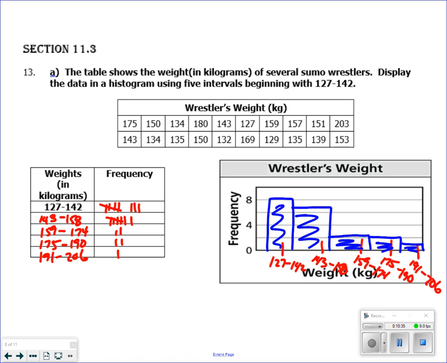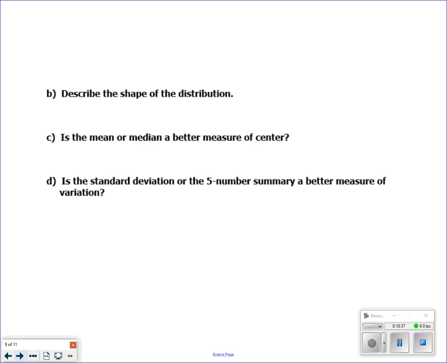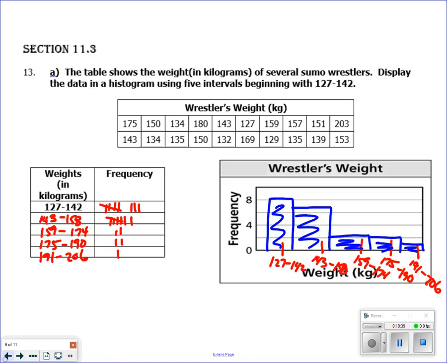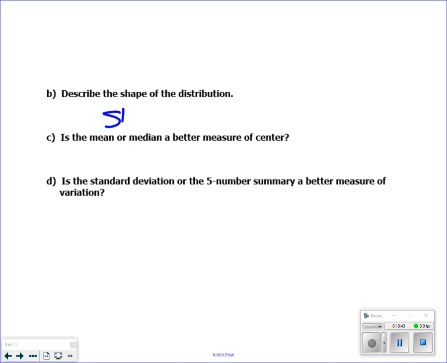Answering some questions about our histogram now. Describe the shape of the distribution. You'll notice that there is a bunch of information on the left, so therefore this is considered skewed to the right. Is the mean or the median the better choice? If something is skewed, you'll always use median. If something is not skewed or symmetric, you'll use mean.